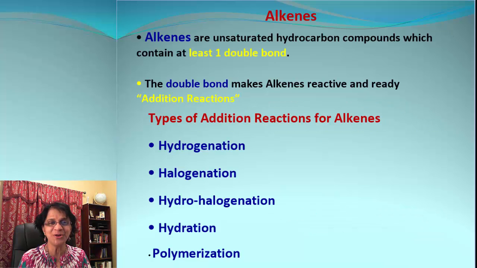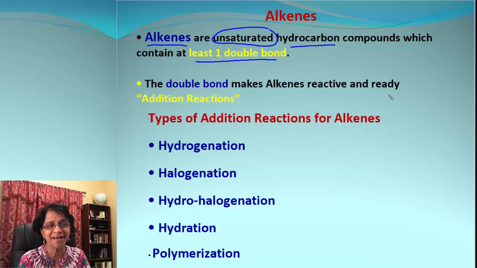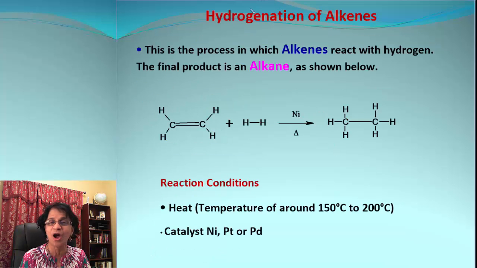Let's move on. As you know, alkenes are the compounds which contain at least one double bond, and that's why we classify those as unsaturated hydrocarbon compounds. The double bond is the one which makes alkenes highly reactive and ready for addition reactions. Now, depending upon what gets added, the addition reactions are classified as hydrogenation, halogenation, hydrohalogenation, hydration, and polymerization. Let's talk about each of the reactions and how it works.